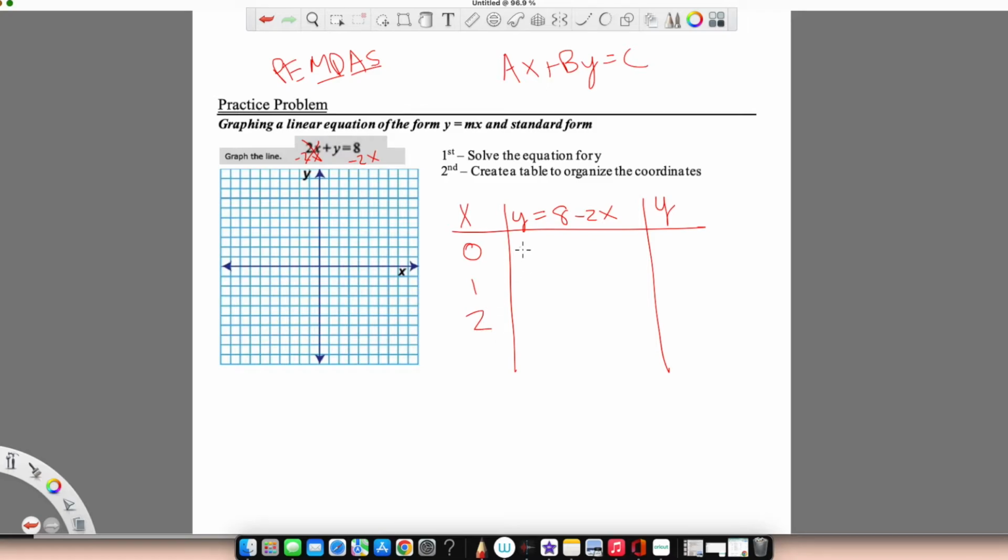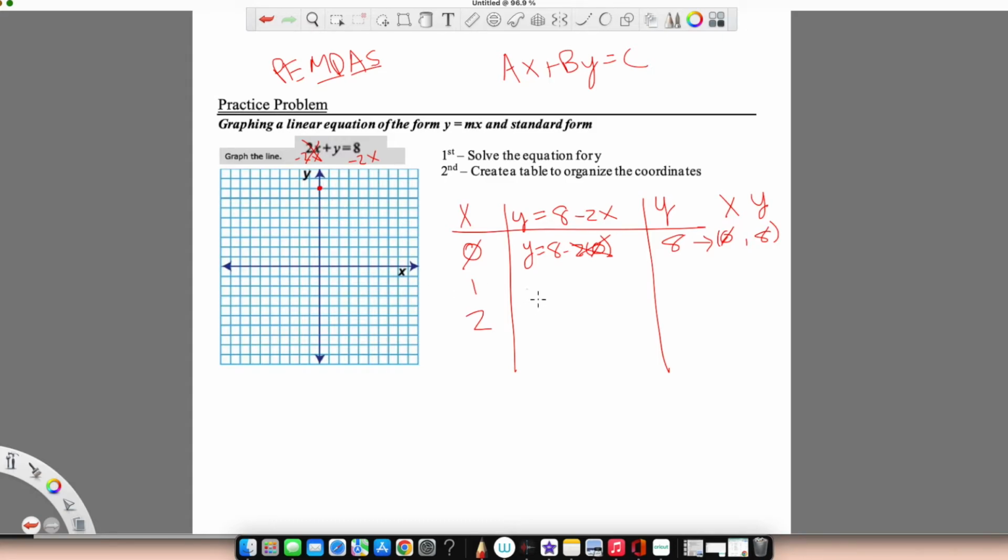So y equals 8 minus 2 times 0. Well, 2 times 0 is 0. 8 minus 0 is 8. So my first coordinate is 0, 8, because it's always x and then y. So x was 0, and y is 8. So that's my first coordinate. I'm going to go 0, and then I'm going to go up 8. 1, 2, 3, 4, 5, 6, 7, 8. So this is my first coordinate.